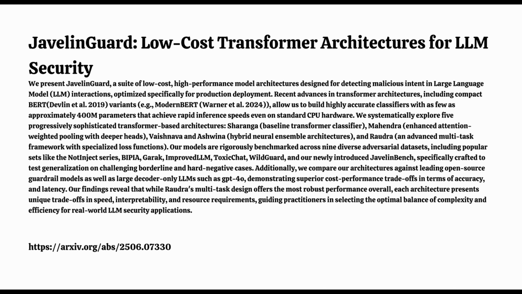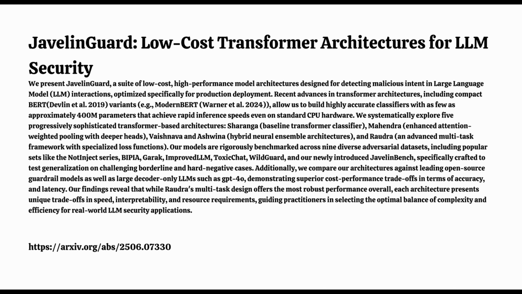So with all that, what were the key results? What did they find when they ran the experiments? How did JavelinGuard do? Well, looking at the performance across the benchmarks, Raudra consistently emerged as the strongest performer overall. The multitask one. Yep. For instance, Raudra 4.2, which used the ModernBERT large encoder, achieved the highest mean accuracy, averaging around 92.8% across 5 key test sets. Mahendra also showed very robust performance, often doing particularly well on adversarial data and multi-turn conversation data.